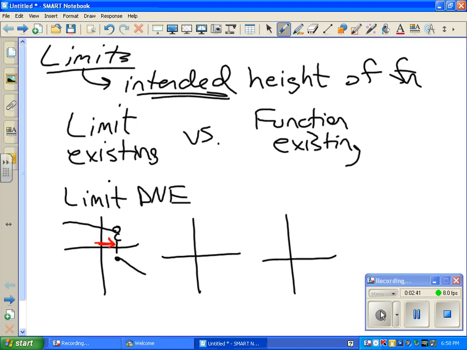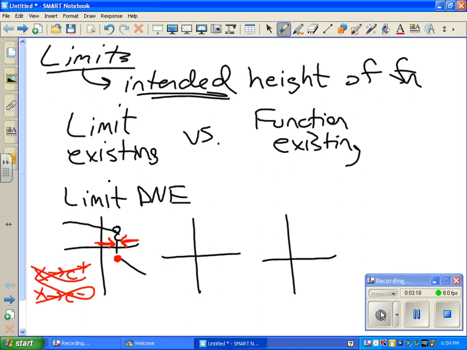The real idea here is that you've got to come from both sides, unless it's a one-sided limit with x approaches C from the right or x approaches C from the left. If it's one of these, then the limit would exist. However, if we're talking about an overall limit, the function must approach the same height from both the left and the right in order to exist. So here's a case where the function does exist because we have a filled-in hole, yet the limit does not exist because we are not approaching the same height from both the left and the right.